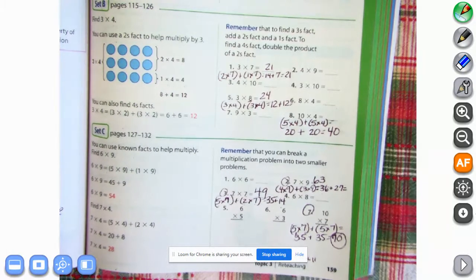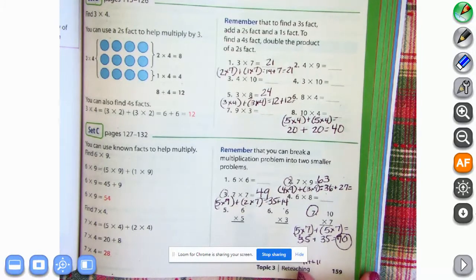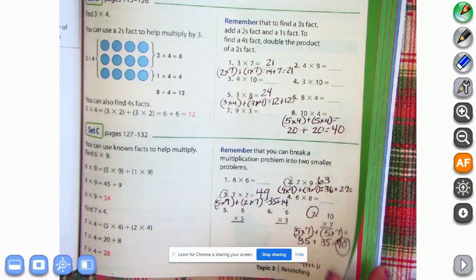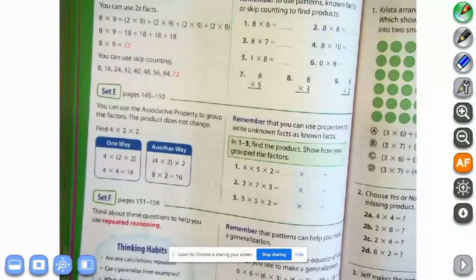All right, go ahead and pause if you need to get any of this written down. And when you're finished, we're going to be on page 160. Okay, just have 3 sections left.